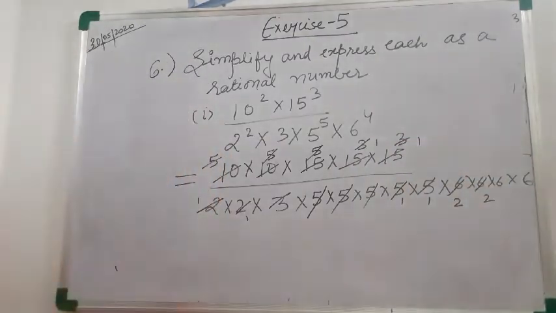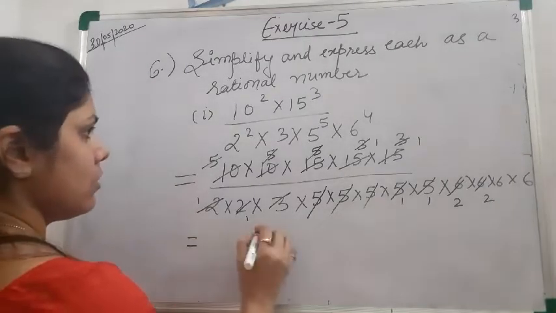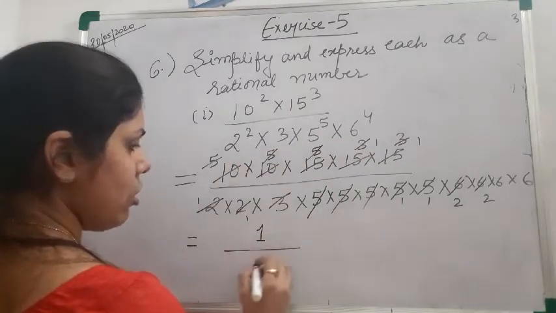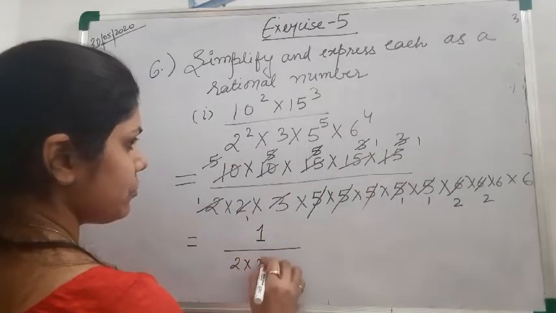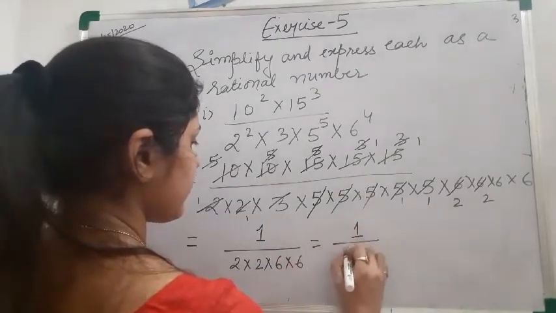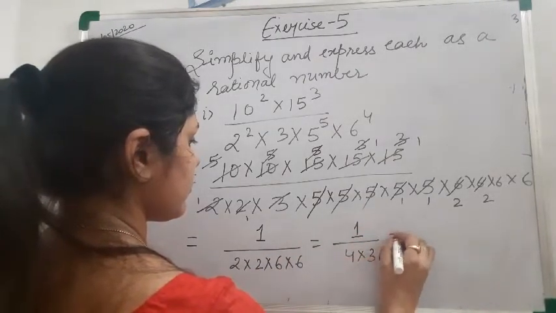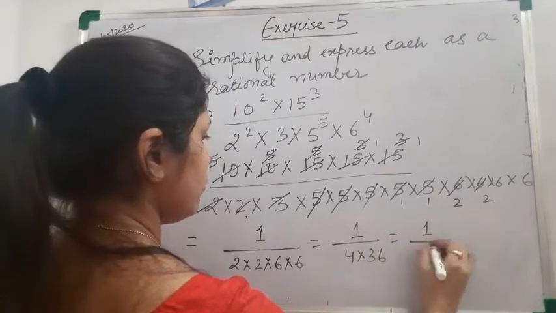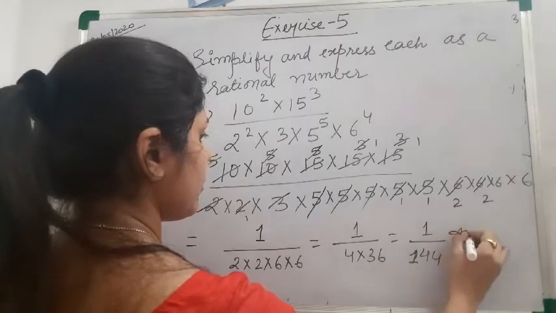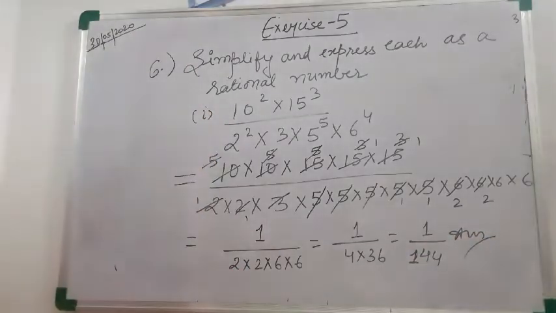Now you can see what is left. In the numerator only 1 is there. In the denominator 2 into 2 into 6 into 6. So 1 upon 144. This is your answer.